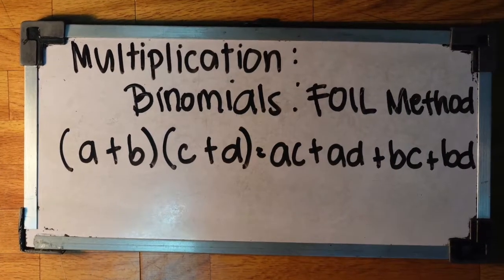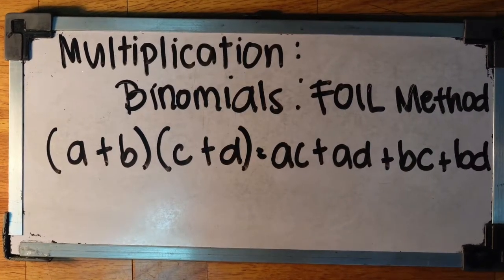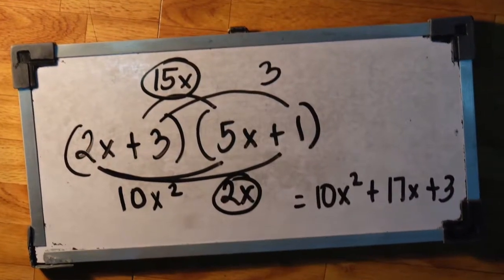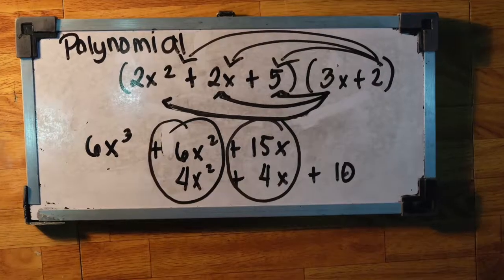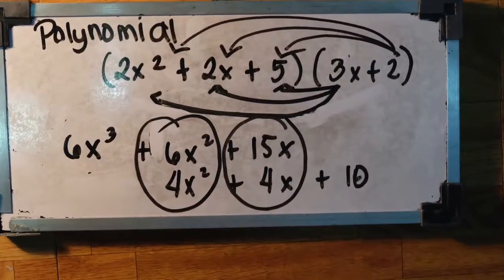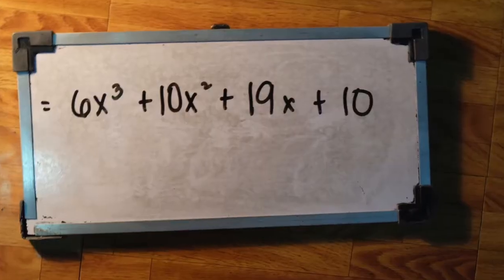Rule for multiplication of polynomials. Perhaps the best among the rest is the FOIL method, where the quantity of a plus b and the quantity of c plus d is equal to ac plus ad plus bc plus bd.